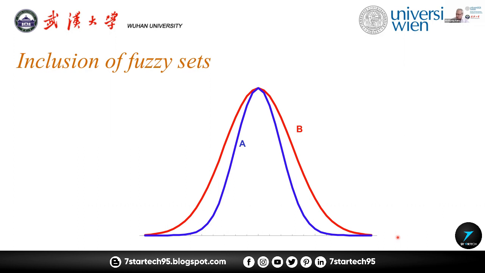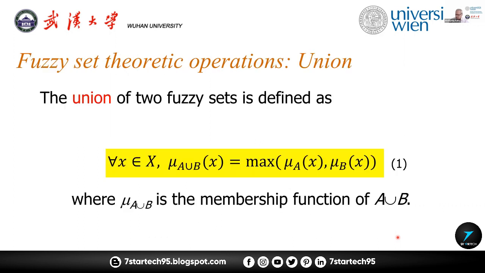And now we can look at the important operations of union, intersection, and complement of fuzzy sets. So let's first start with the union of 2 fuzzy sets. In classical set theory, the union is defined in a very simple way. The union of 2 sets A and B are all those elements that are either in A or in B or in both.